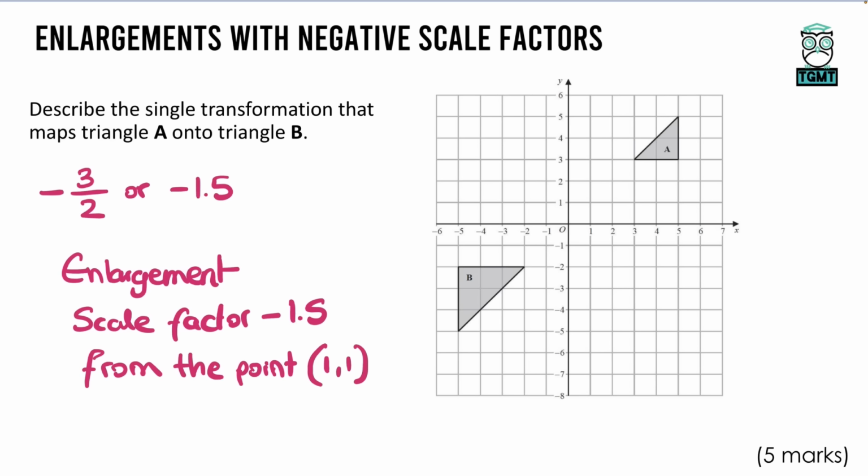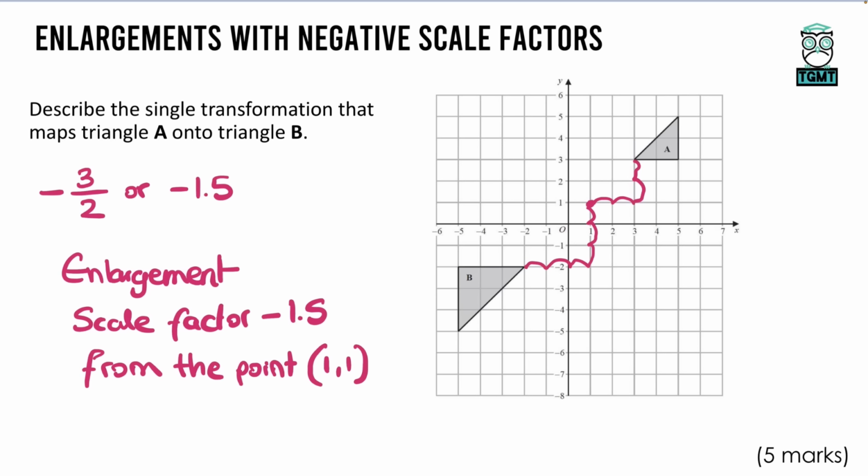Now, had it been the other way round and it had said, enlarge shape A from the point 1, 1, scale factor negative 1.5, what we do is count to the point. So this is 1, 2 down, and then 1, 2 to the left. We times that distance by 1.5, so 3 down, 3 to the left. We just do exactly the same through the point, so 1, 2, 3, 1, 2, 3. And you just repeat that for every single point. You'll find that all three of those line up with triangle B there, and then we would draw it in. So that's how we describe an enlargement with a negative scale factor.